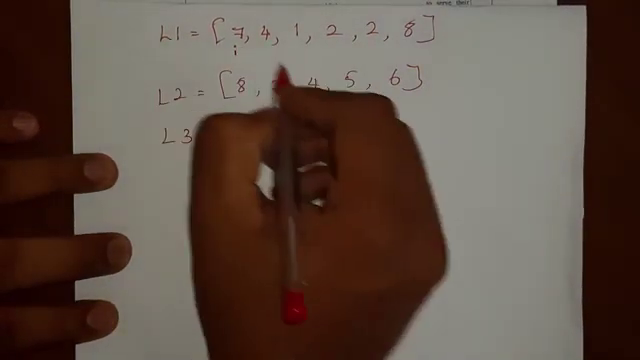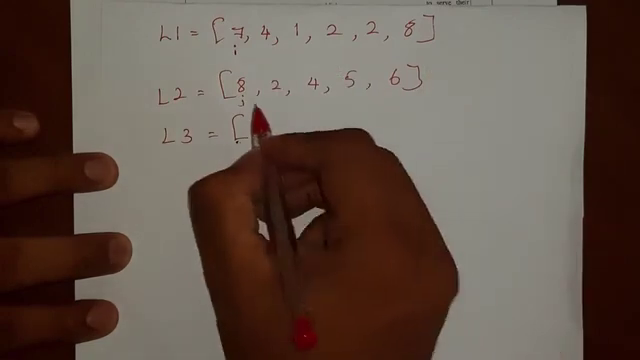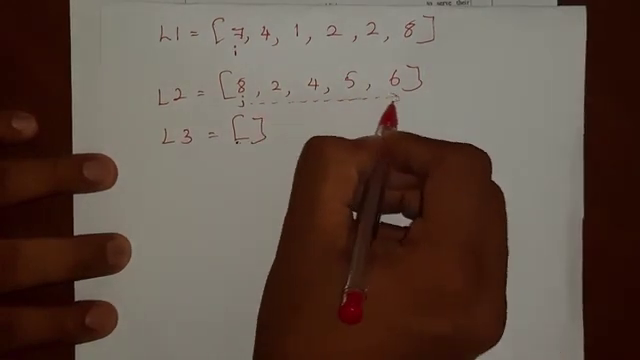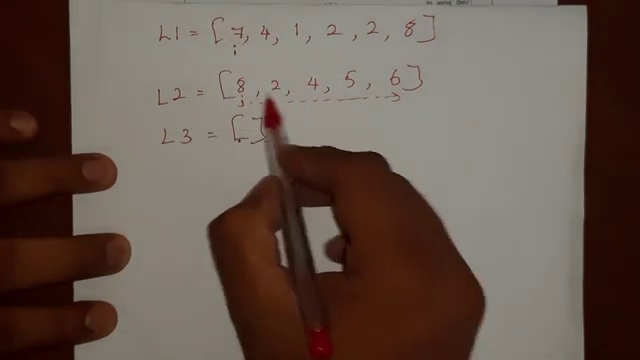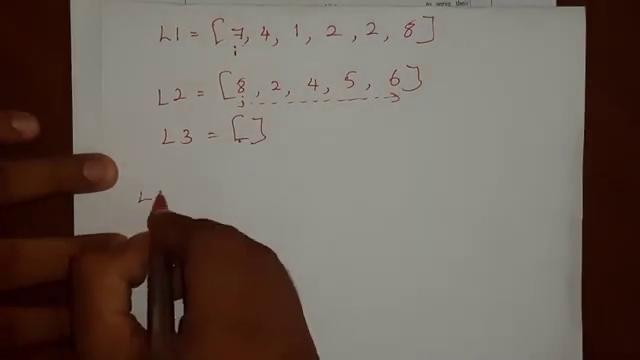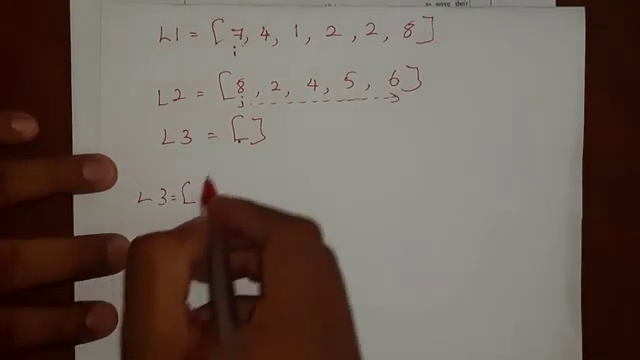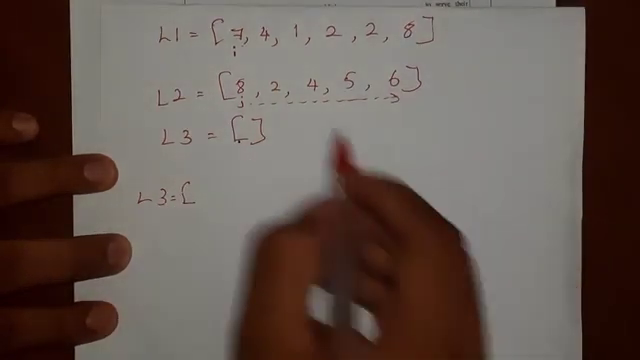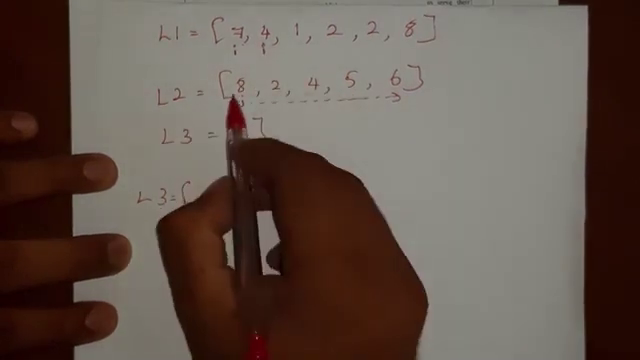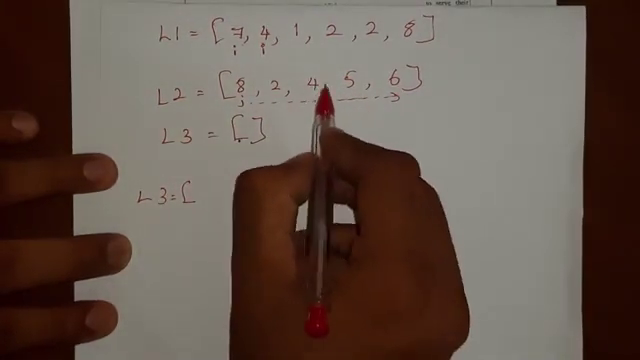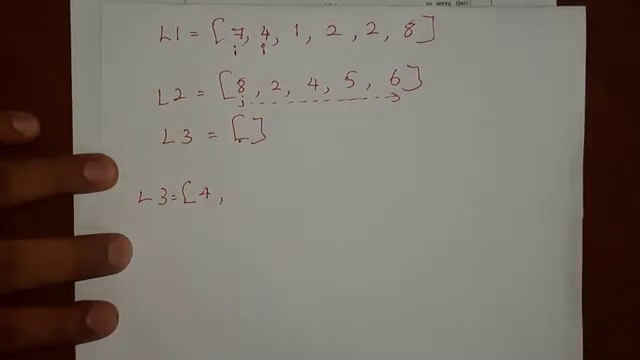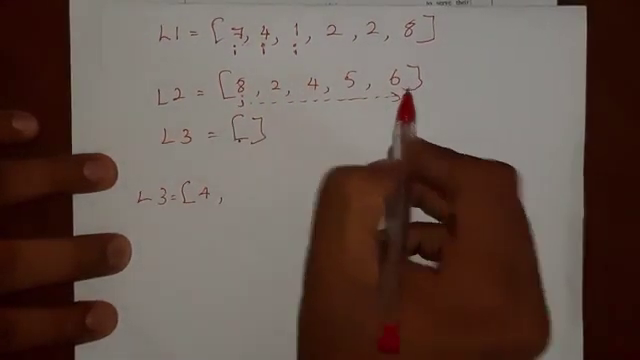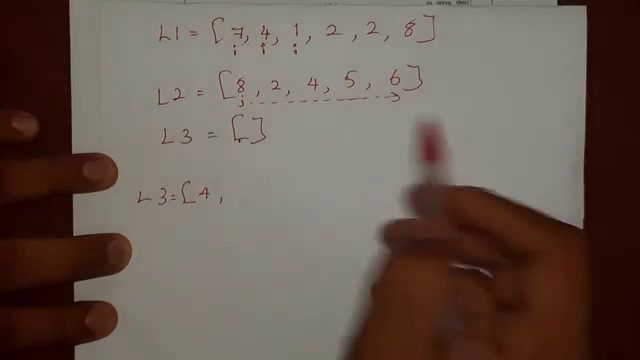This is iterated using I, and J is going from the beginning to the end. First consider 7 and check whether 7 is equal to J. 7 is not available in L2, so 7 is not included in L3. Then I goes here, then go through L2, 4 can be found in L2, so 4 is included in L3. Then I goes here and go through this one, so 1 is not available here, so not included.